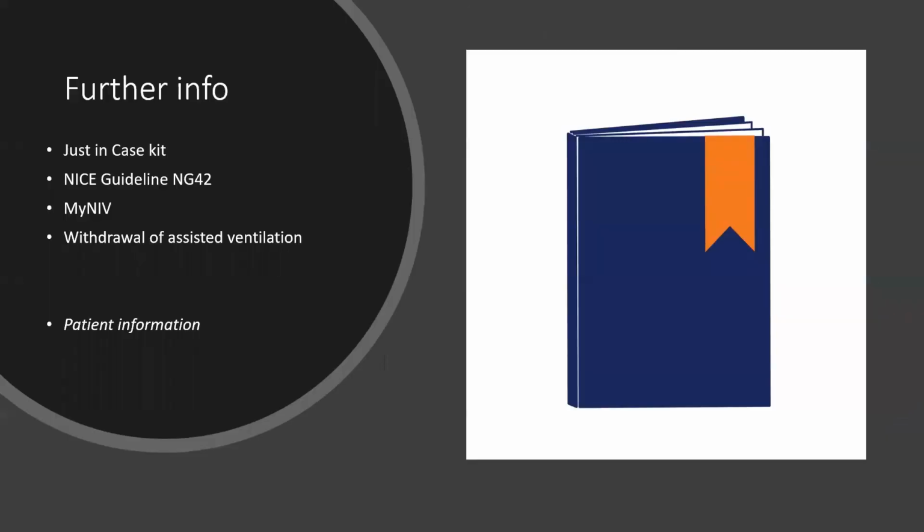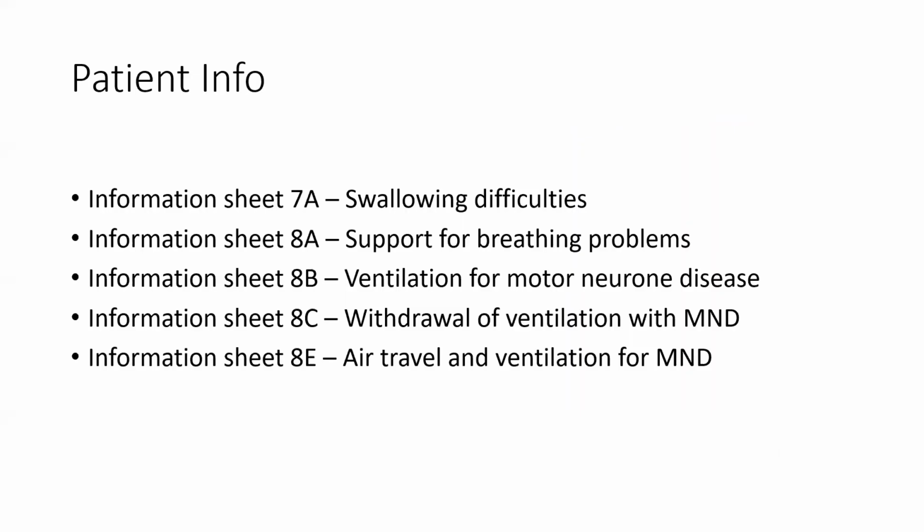If you would like any further information, you can get this from the MNDA website. You can find information on how to get a just-in-case kit. You can also look at the NICE guideline, NG42. You can look on the MyNIV website, and you can also look at the withdrawal of assisted ventilation documentation as discussed earlier. Patient information sheets are also available from the MNDA Association. Here is a list of the available information sheets.